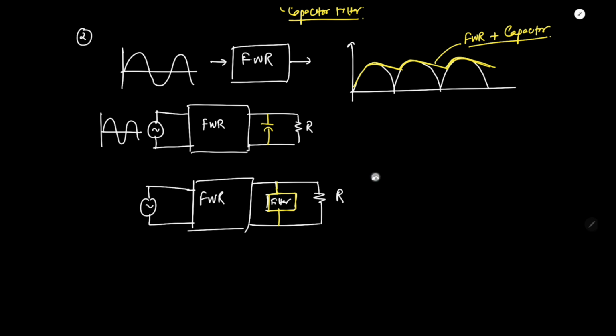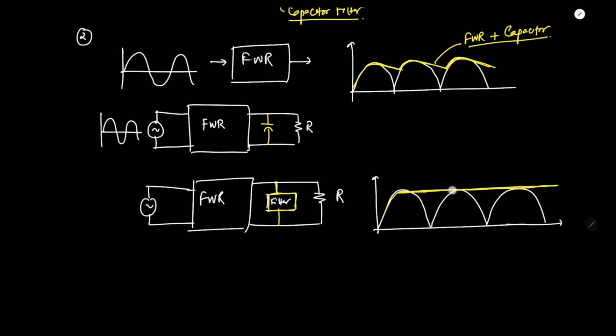Before, the output looks like this. If you can somehow manage to build such a filter, you may get an output like this. Full wave rectifier plus a very efficient filter, right? This is the ideal filter. So you will get the output very close to the ideal DC, the best case scenario.